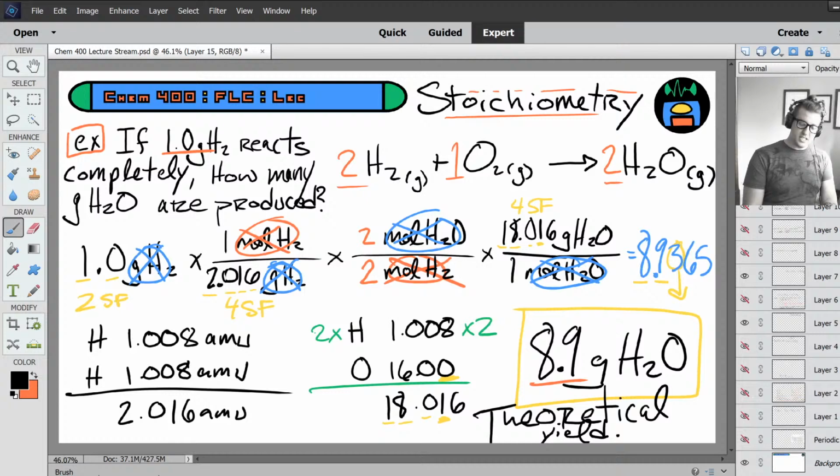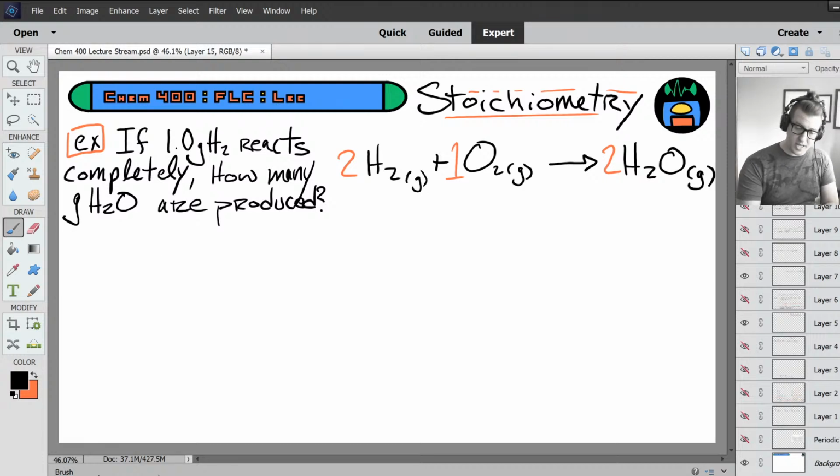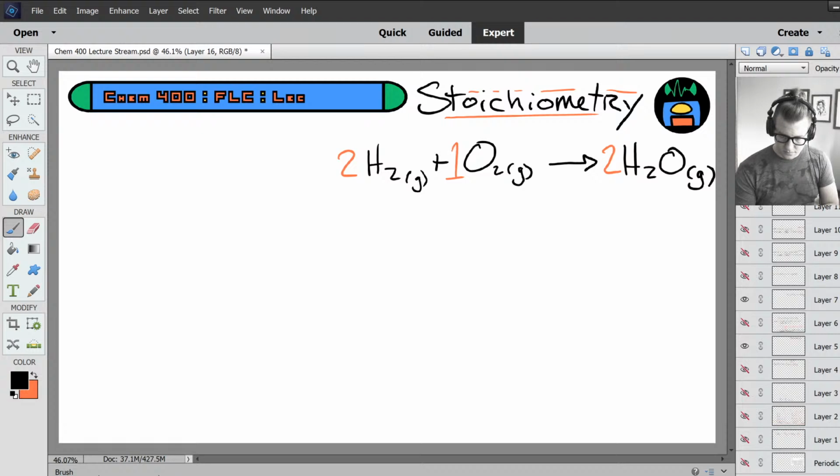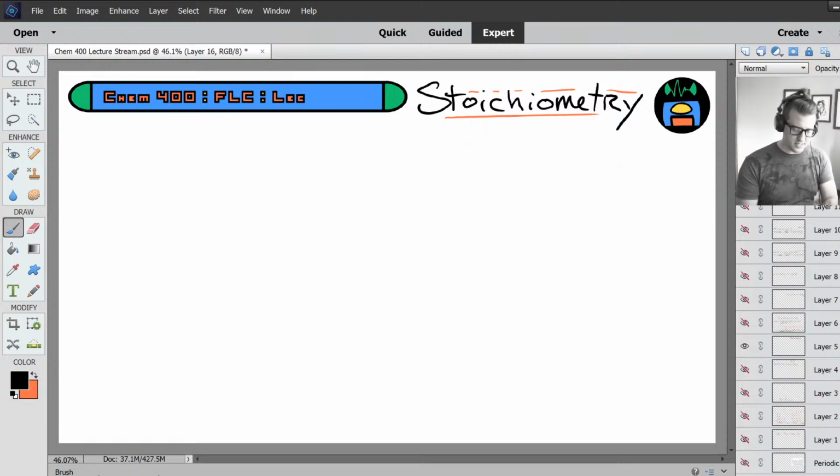All right, this is your theoretical yield. And you may be wondering, wait a minute, why are you calling this theoretical? Shouldn't we produce 8.9 grams of water if 1.0 grams of hydrogen react completely? And the answer is yes, you should, but you don't always.